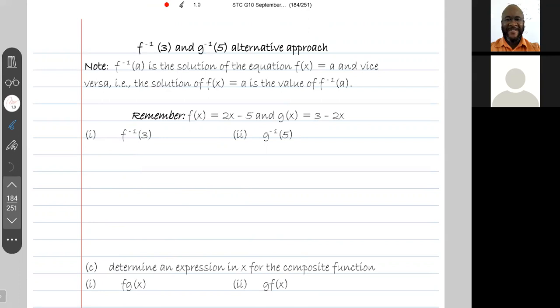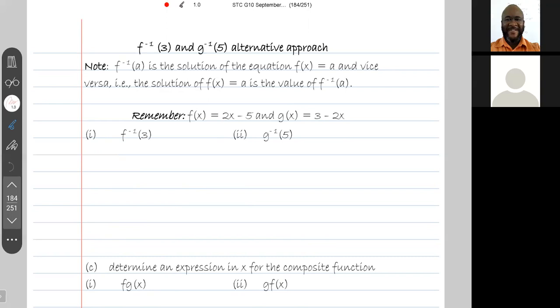So this is a note. It says f inverse of a is the solution of the equation f of x is equal to a, and vice versa. So in other words, if I want to find f inverse of a, I just simply solve the equation f of x is equal to a.